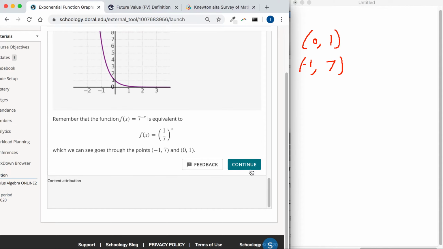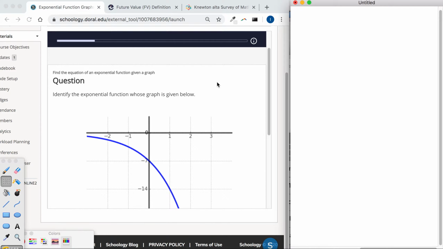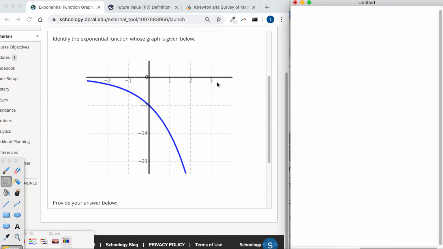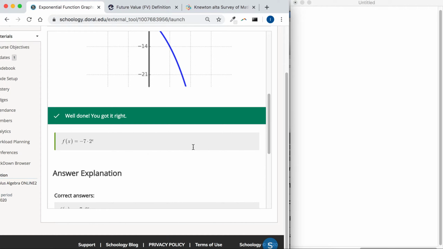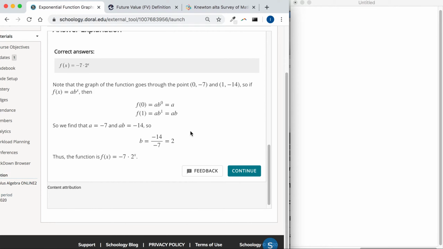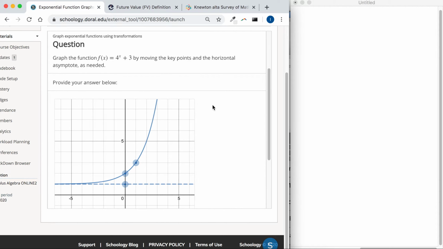Okay, I think there's another type of problem here. Let me see what I can do. Identify, yes, the same type of thing as the one we did before. Like 0, negative 7 would be a point I'd pick, and 1, negative 14. Plug that in, then you can solve to find out the exponential function. Yours might not exactly match what they have there because there are other ways of writing it that are still equivalent. But they ask you to graph this function, 4 to the x plus 3, by moving the key points.